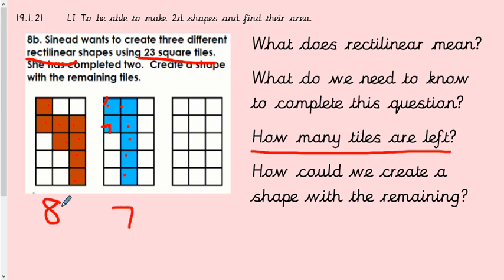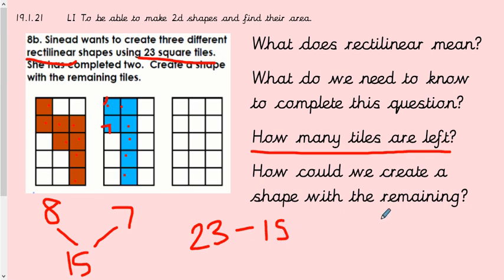Now we could take these both away from this, but I'm going to add them up first. So 8 adds 7. If you're not sure how to do it, have 8 in your head, 7 on your fingers, and then count on from 8. So 9, 10, 11, 12, 13, 14, 15. So you have 15. So now we take 23 and we take away 15.